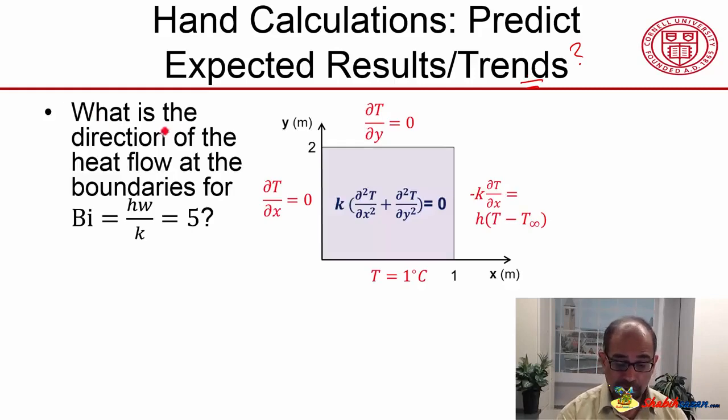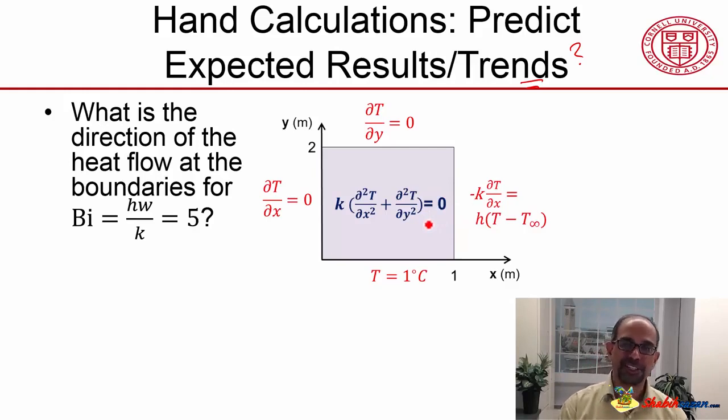One thing we can work out is what is the direction of the heat flow at the boundaries. And you can do this for any heat transfer problem. And in our case, the Bi number is 5. We have W equal to 1 and k equal to 1. So essentially, we are setting the convection coefficient h to be 5. And you're going to get significant convection between the block and the fluid.